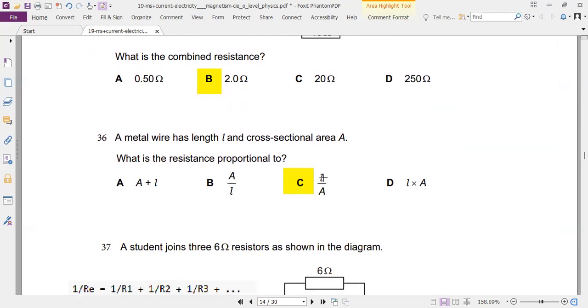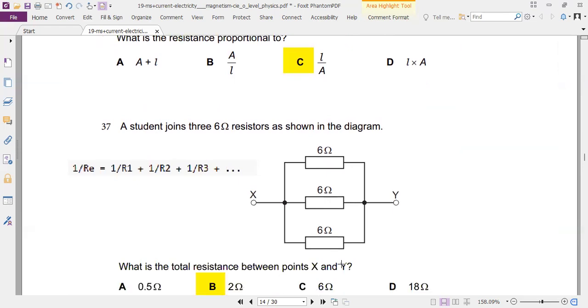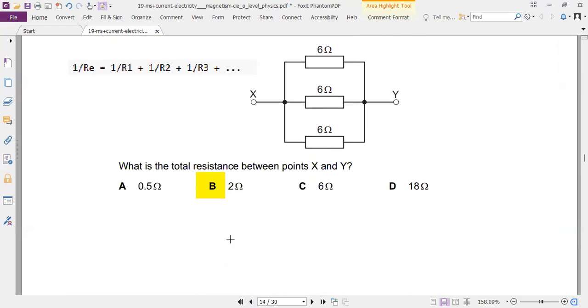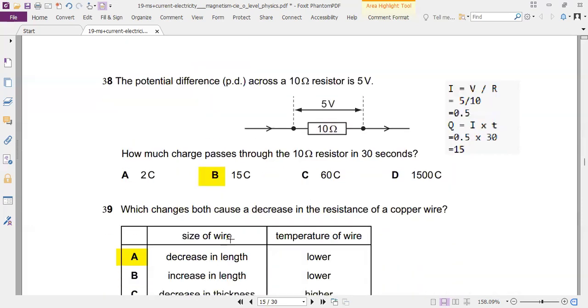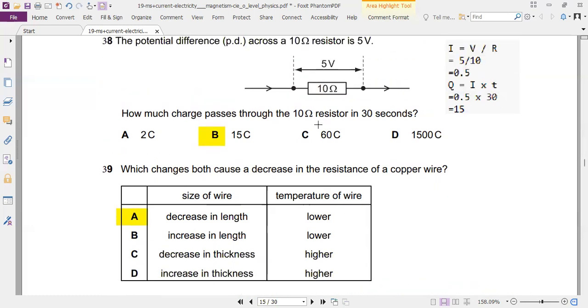Resistance is directly proportional to length and inversely proportional to area. Use this to calculate the equivalent, which is given as 2. And here, first we calculate the current using this, V over R. V is given here, R is here. And then the current passes for 30 seconds, which gives us 15 coulombs of charge. This current means that this much charge will pass in 30 seconds.